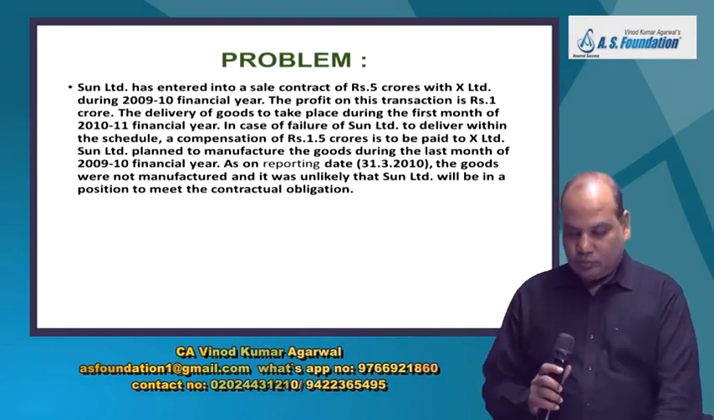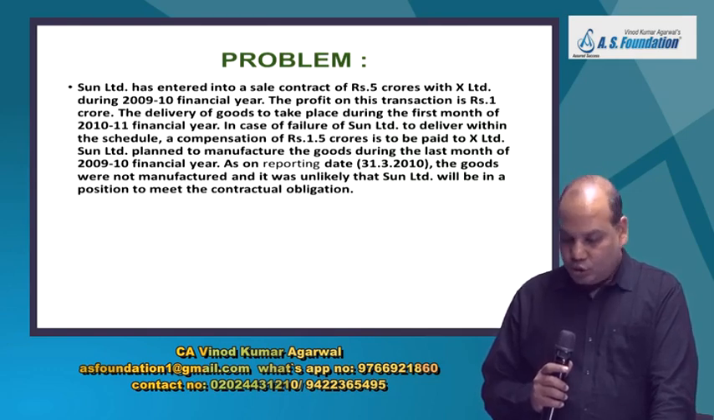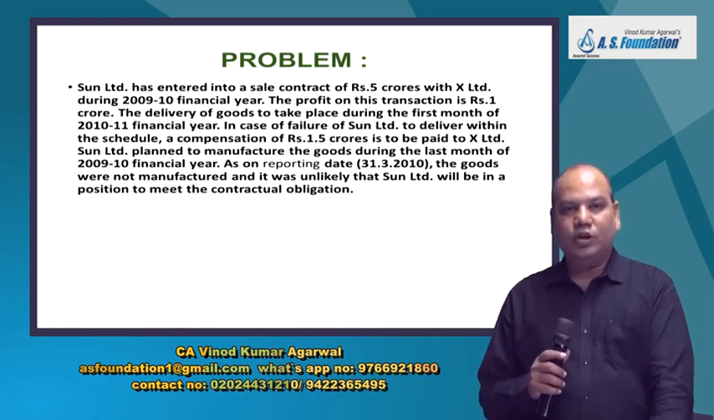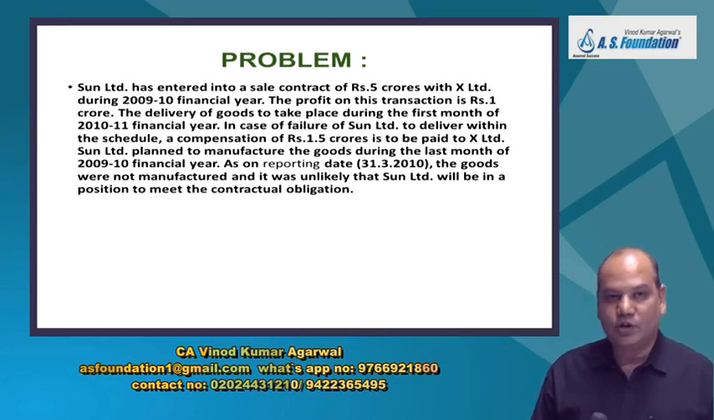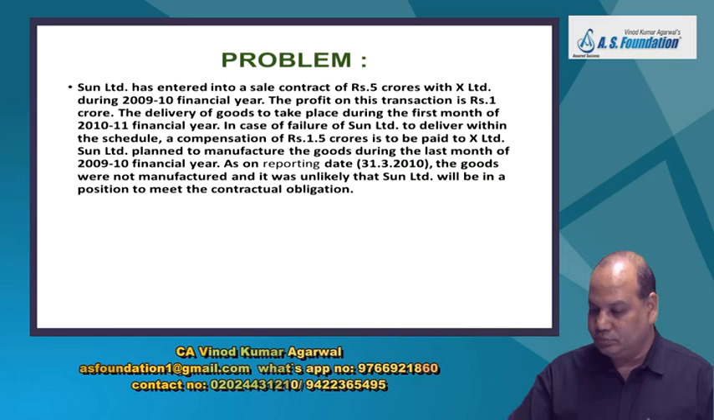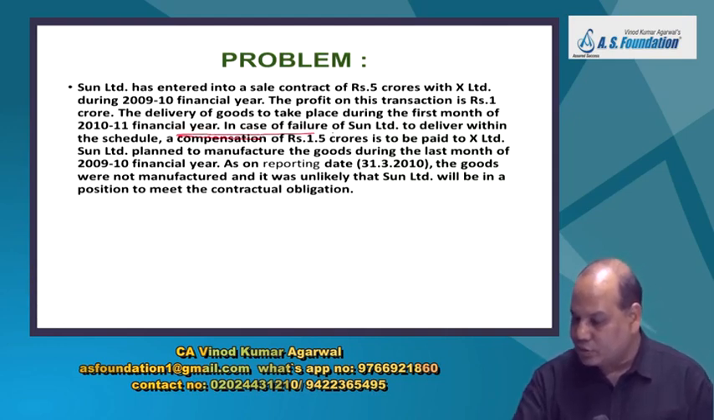Sun Limited has entered into a sale contract of rupees 5 crore with X Limited during the financial year 2009-10. The profit on this transaction is rupees 1 crore. So that is your expected gain. The delivery of the goods is to take place during the first month of the 2010-11 financial year. In case of failure of Sun Limited to deliver within the schedule, a compensation of rupees 1.5 crore is to be paid to X Limited. So what are the contractual terms? It's contractual. In case you do not deliver, then you will have to pay 1.5 crore to X Limited.